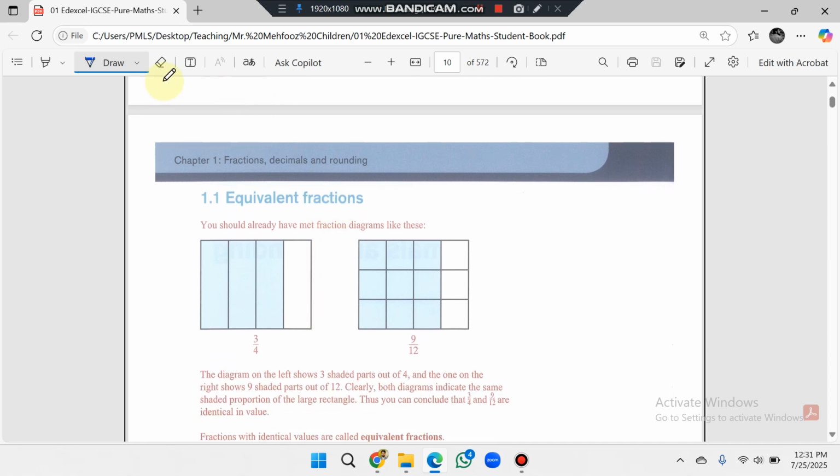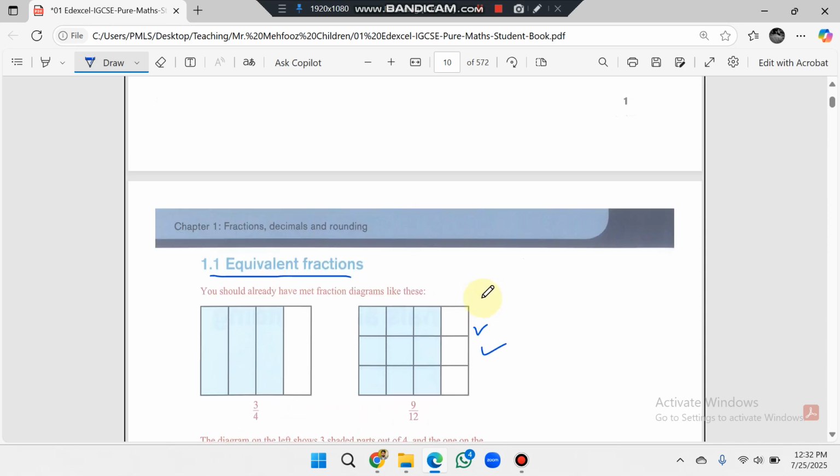Next one is your topic 1.1, that is equivalent fractions. You should already have met fraction diagrams like these. So here in this first figure you can see that we have a total of four blocks, and from the four blocks we have three blocks shaded, and in this case you can see the total is 12 blocks, and in these 12 blocks 9 blocks are shaded, right?